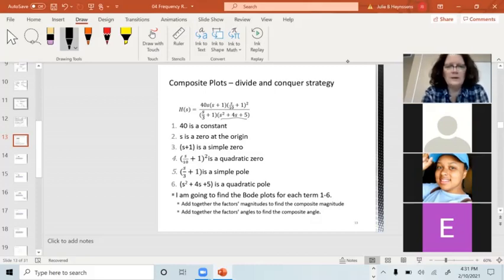The way I would do this is, 40 is a constant. I've got it memorized now, but you could go back to that little note sheet and ask, how do I plot a constant? And plot the graph of that. s by itself is a zero at the origin. I go back to that little note sheet and figure out how to plot that graph. I do that for each one of these terms and find their Bode plots. I add the magnitudes and phases together, and I have the Bode plot of the whole function without having to multiply it out.